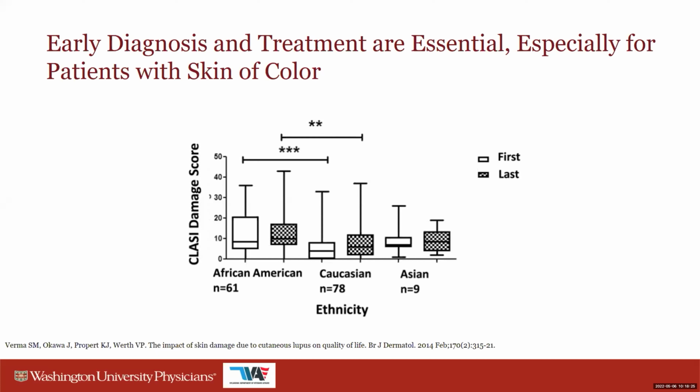This is one study that looked at Class E damage score in patients with all forms of cutaneous lupus and strategized scores based on an initial evaluation and then subsequent evaluation, and categorized them by different racial ethnicities. And you can see the significantly higher damage score among patients who identify as Black or African American compared to those who are white or fair skinned.